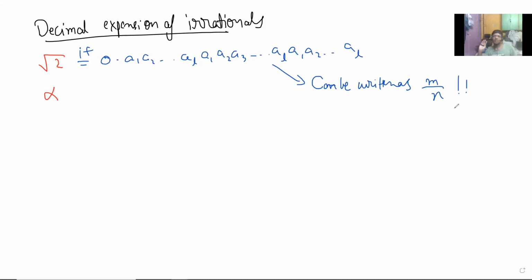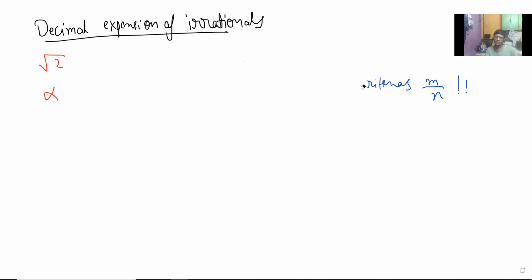So that cannot happen. Irrational numbers, or I should say numbers that cannot be written in the form m by n, cannot have that period. Otherwise, it can be written as a fraction. So that's simple enough. But that was not what I was having in mind. This doesn't need any pigeonhole principle. So yeah, it doesn't have a period.